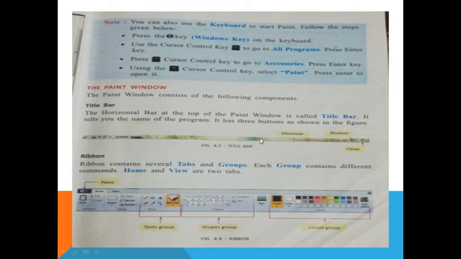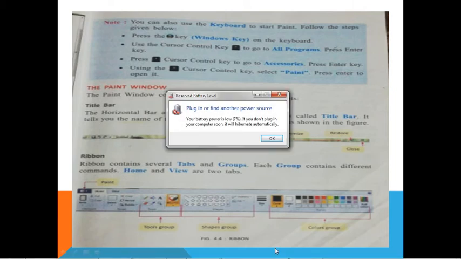It tells you the name of the program. It has 3 buttons as shown in the figure. See, here is minimize, maximize or restore, and close. Okay, come down now.